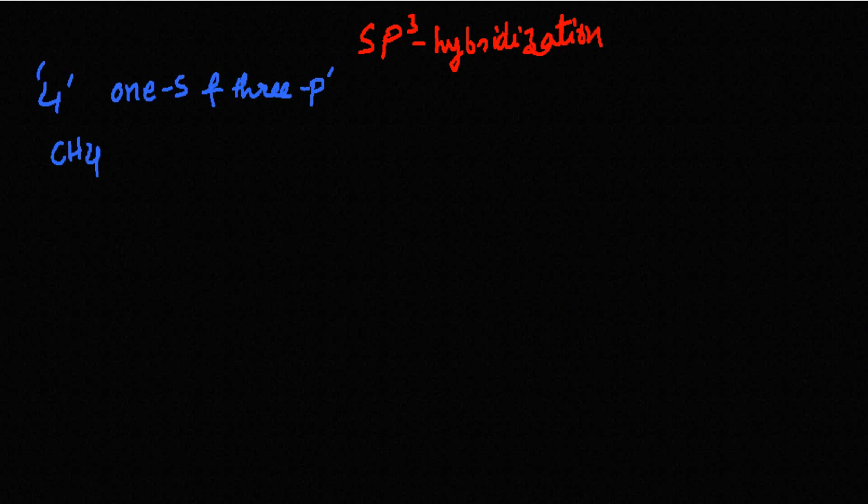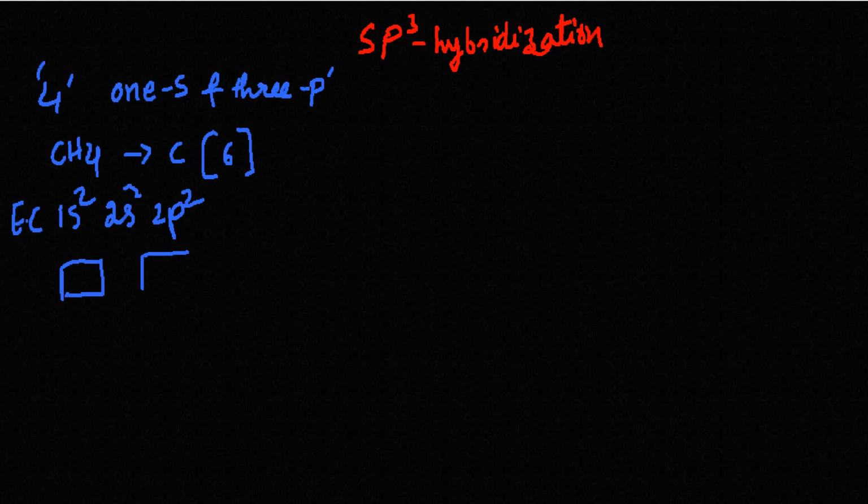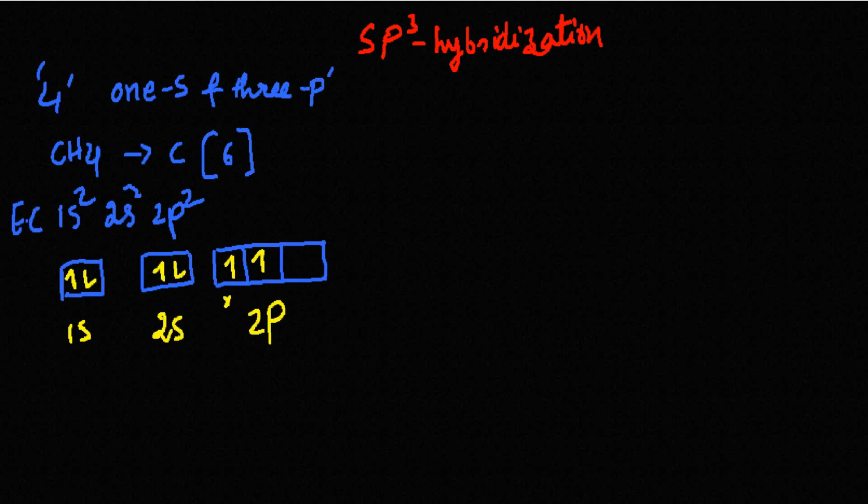Carbon's atomic number is 6, so it has the electronic configuration 1s2, 2s2 and 2p2. If you look at the ground state electronic configuration of carbon, we clearly have 2 electrons in the 1s orbital, 2 electrons in the 2s orbital, and 2 unpaired electrons in the 2p orbital, located at 2px and 2py. The electrons present in the outermost shell of an atom are called valence electrons. Here the valence electrons are present in the 2s orbital and 2p orbital. Totally we have 4 valence electrons.